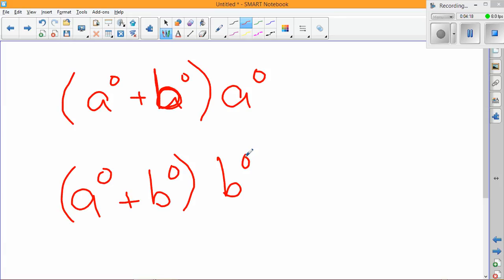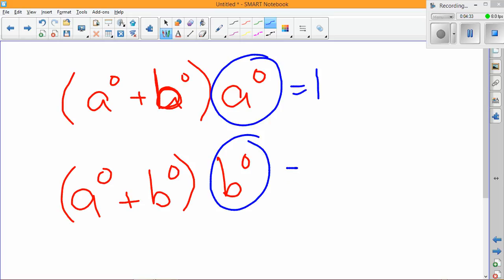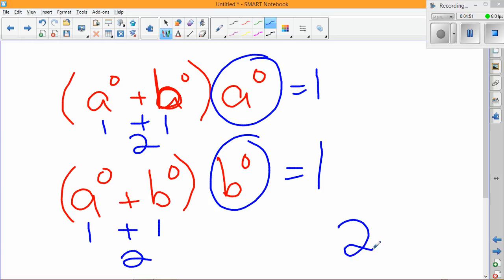So basically, on the inside, I have a plus b, and then I'm multiplying it by a to the 0 power in the first case and b to the 0 power in the second case. And I know that this is equal to 1. I know that this is equal to 1. So therefore, if I'm going to take a to the 0 plus b to the 0, which in this case is equal to 2, because anything to the 0 power is 1, I'm going to show that 2 times 1 is going to be 2. And in both cases, the entire expression will be equal to 2. And if they both equal the same answer, the expressions are equivalent.